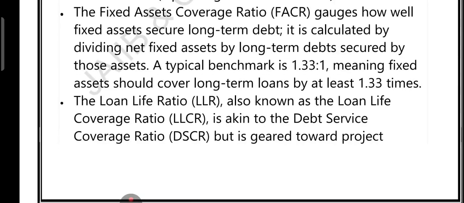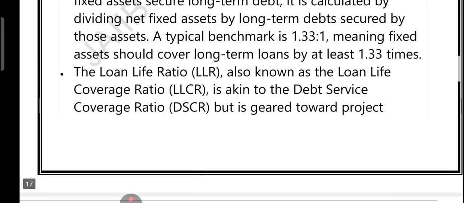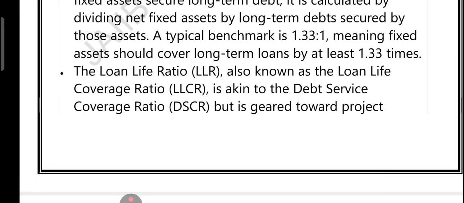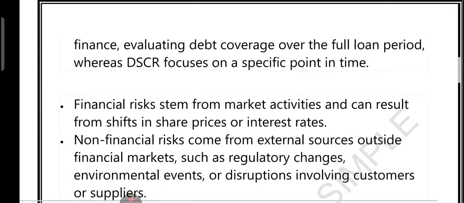Then we have LLR. LLR is called loan life coverage ratio. This is also called loan life ratio. It is similar to DSCR, but it is used in project finance. I told you DSCR what it was all about. Remember it? In the denominator we write the debt coverage, in the numerator we write the revenue. Similarly, this LLR is similar to DSCR, but it focuses on project finance. While DSCR focuses on a specific time, LLR looks at the entire loan tenure to see if the debt can be covered over the long run. Right, that is the difference.